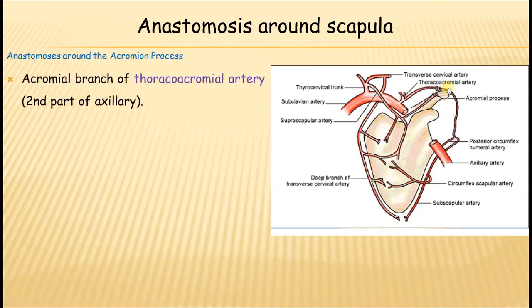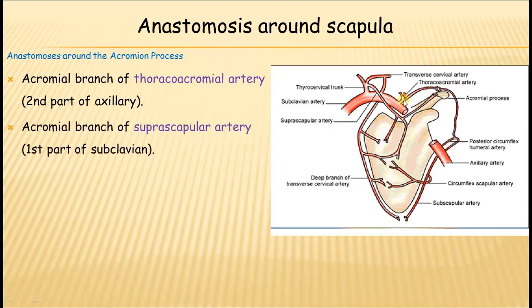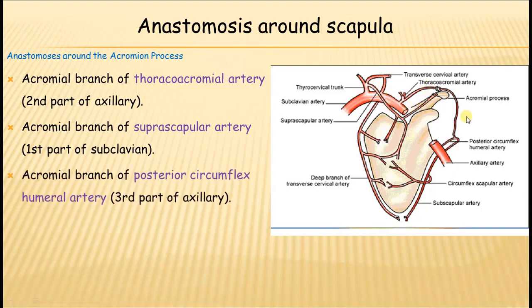So around the acromion process, the acromial branch of the thoracoacromial artery, which is from the second part of the axillary artery. So here the anastomosis around the acromion process is between the second part of the axillary artery and the first part of the subclavian artery. So acromial branch of thoracoacromial artery, acromial branch of suprascapular artery. The suprascapular artery also is giving an acromial branch, and one more from the posterior circumflex humeral artery.